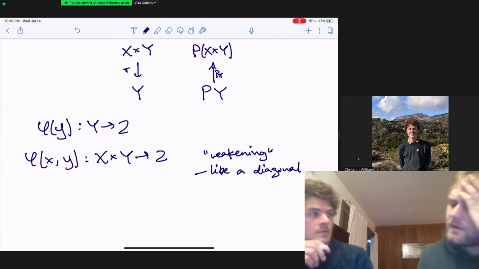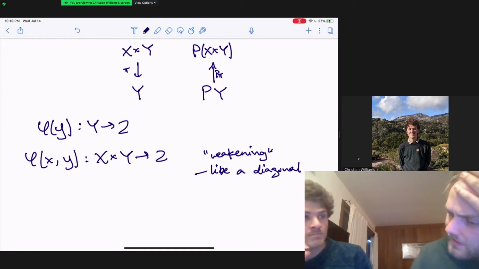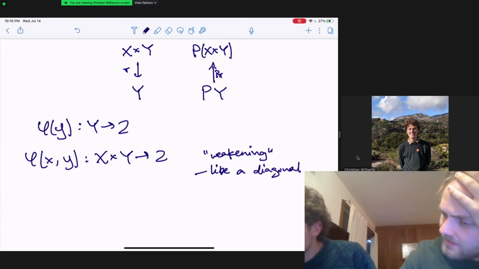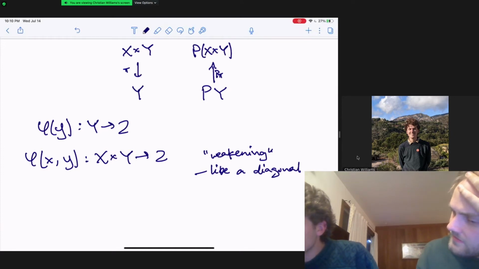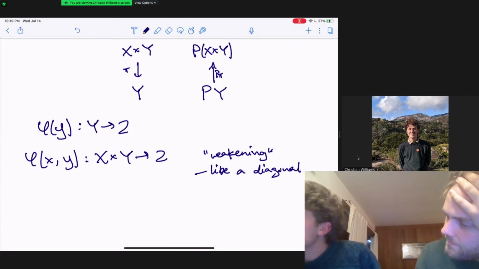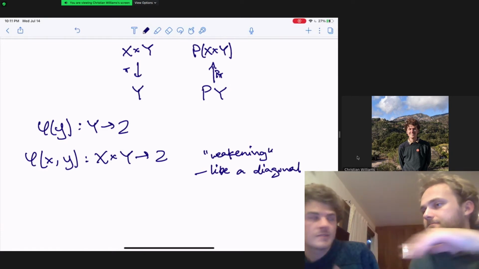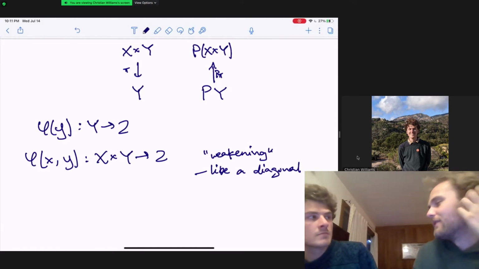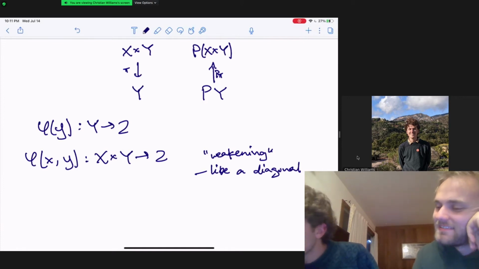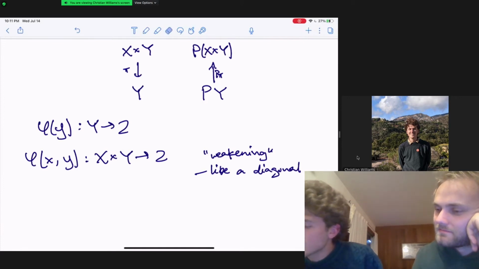So wait. I feel like it would feel more like a diagonal if it was y to y to the x. The fact that it's x times y feels less diagonal to me. I mean, basically, I guess I just mean it's a copying. It's a big indexed copying of something. Okay, fine. So we don't have to use that word.